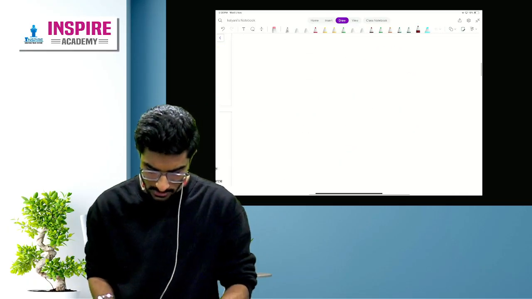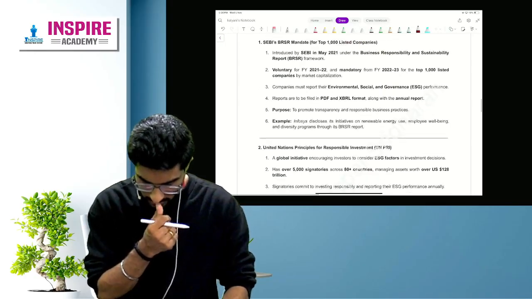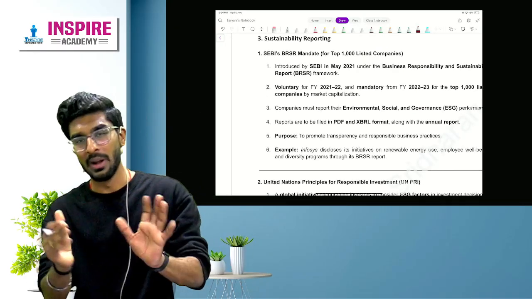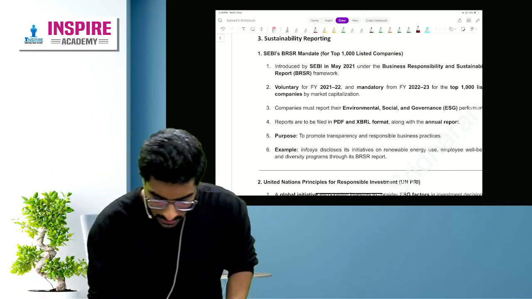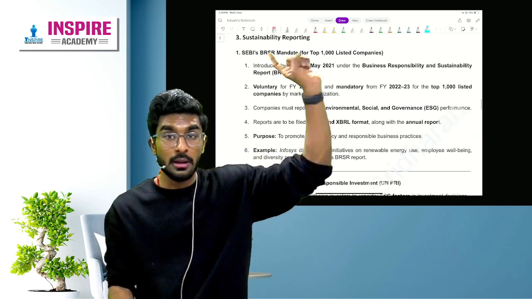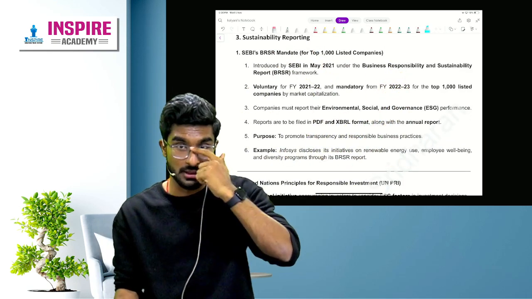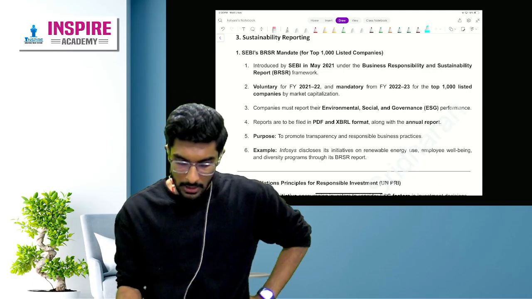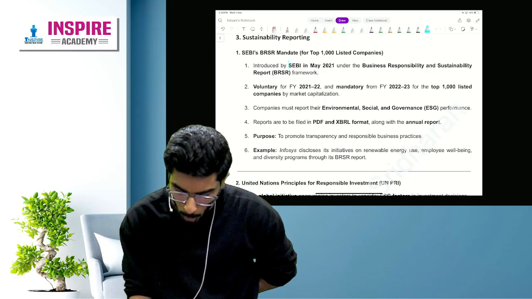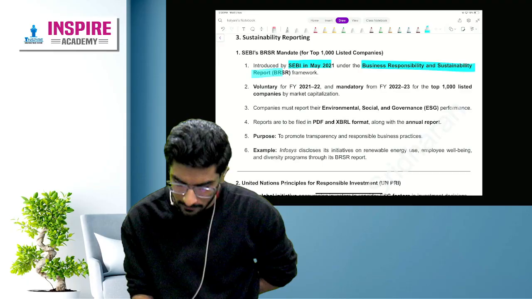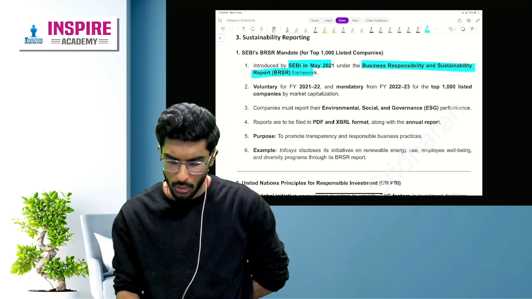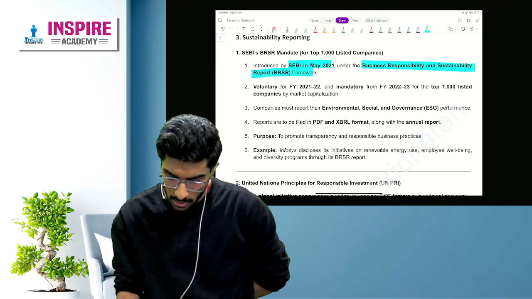And the last is, people, sustainable reporting. Now we have already studied this multiple times. Let's again read this. People, do you remember a question was asked in the exam with respect to sustainable reporting? You have to write this answer. This is a little more in detail. Introduced by SEBI in May 21 under the BRSR framework. Okay. So for which companies is it mandatory?